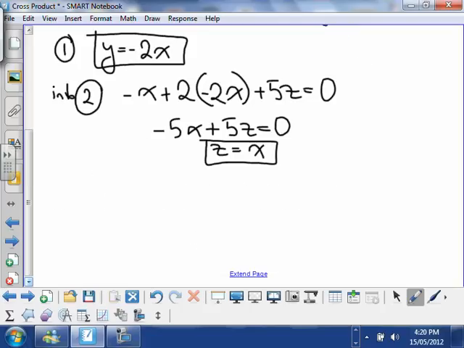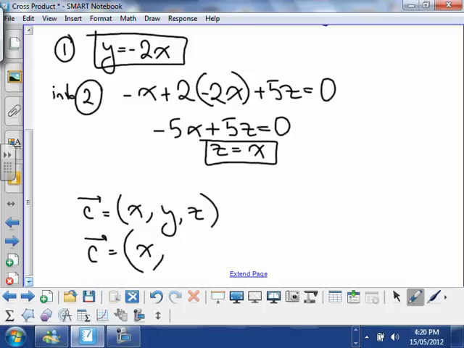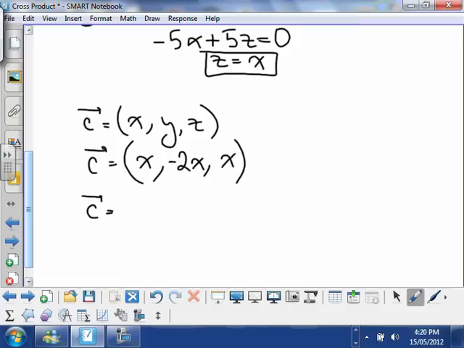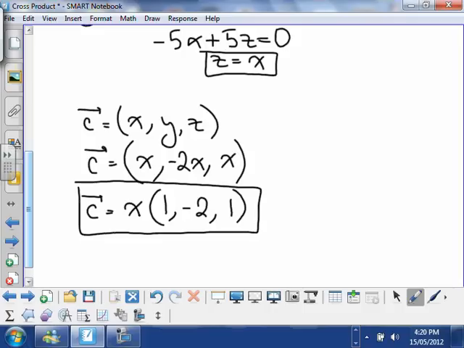Let's see, how would I write the vector C right now? Remember, vector C is x, y, and z, written in components. Now, let's see what I got. C is x, which stays the same, nothing I can do, my y is negative 2x, and my z is x. Please notice that x is common in all three components, so I can rewrite this as x times 1, negative 2, and 1.